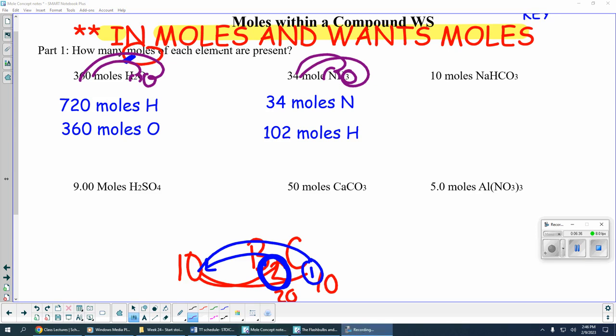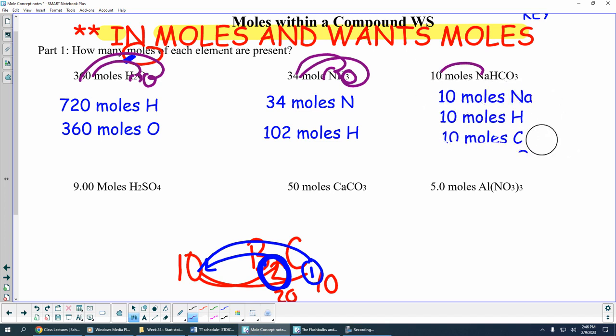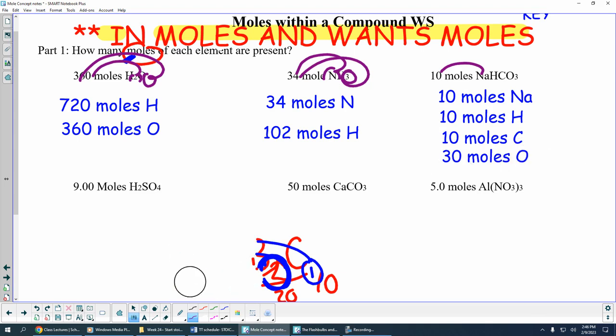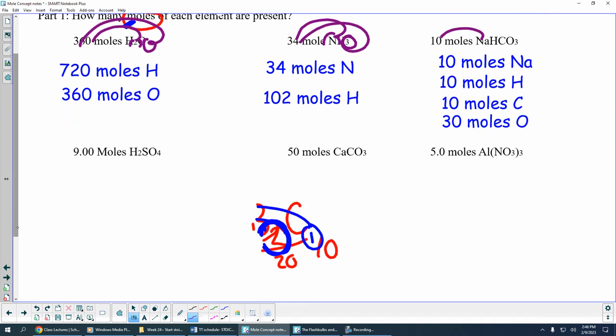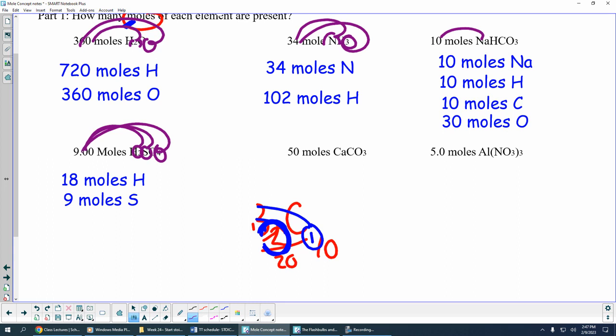All right. Hopefully you gave them a shot here. Let's go ahead and take a look. So if I have 10 moles of sodium bicarbonate, I'm going to multiply that by 1 for my sodium, 1 for my hydrogen, 1 for my carbon, and by 3 for my oxygen. If I have 9 moles of H2SO4 and I want moles, I'm going to go 9 times 2 to give me moles of hydrogen, times 1 for sulfur, and times 4 for oxygen.